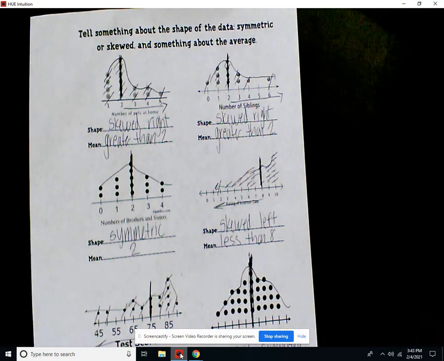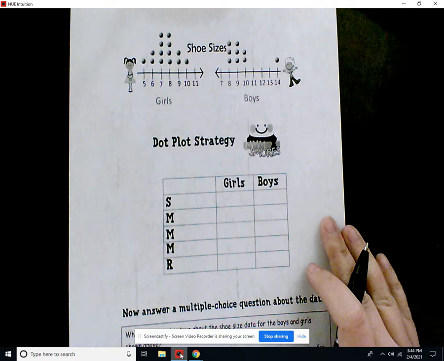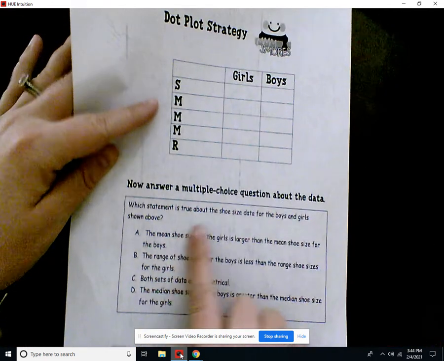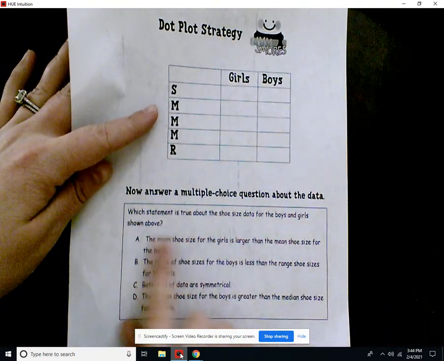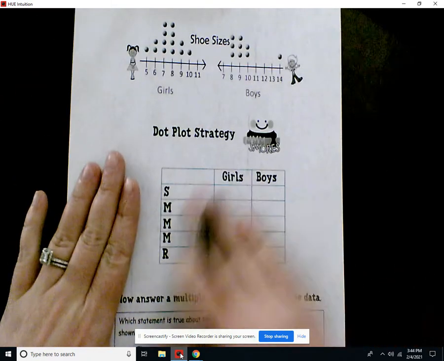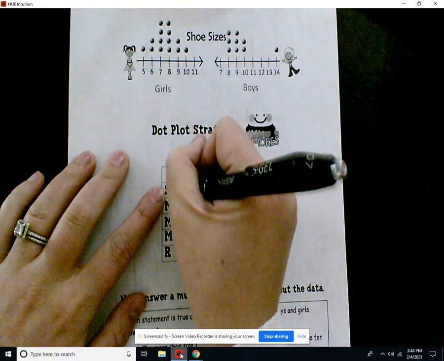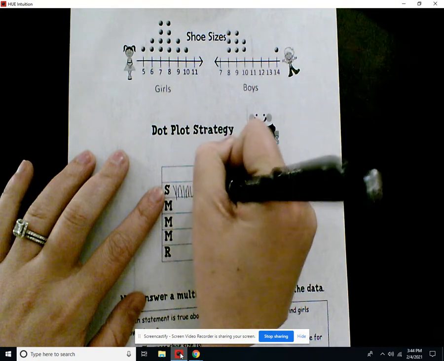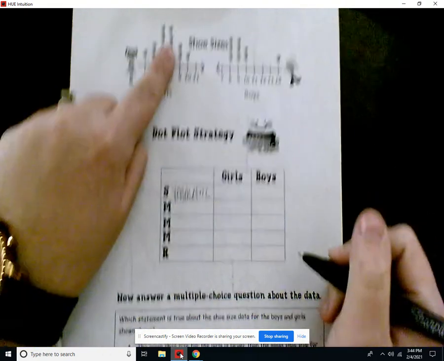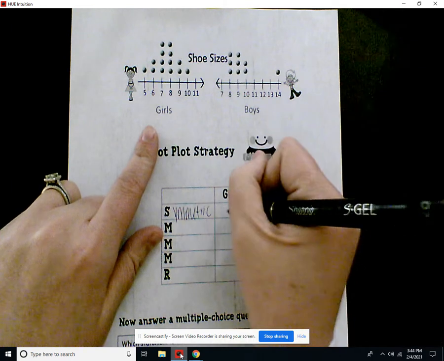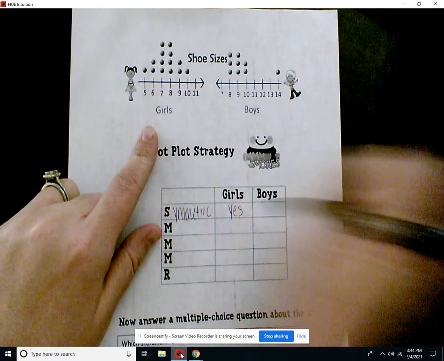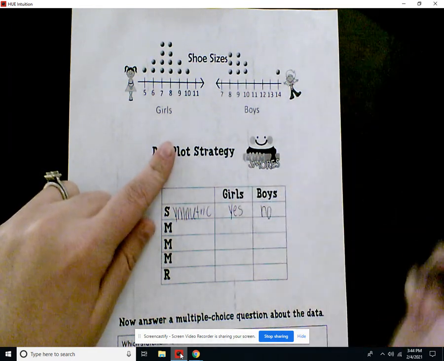Okay, so now let's look at some examples of dot plots when I was talking about mean, median, mode, and range. The question above is: which statement is true about the shoe size for the data for boys and girls shown above? First we need to fill in the chart. S is our symmetric. Is the girl symmetrical? Yes. Is the boy symmetrical? No.